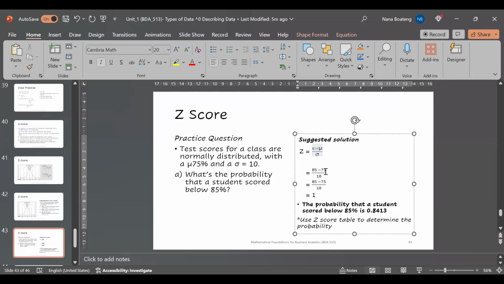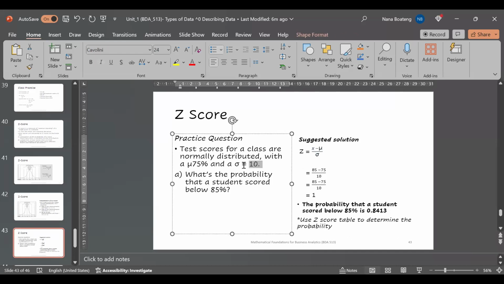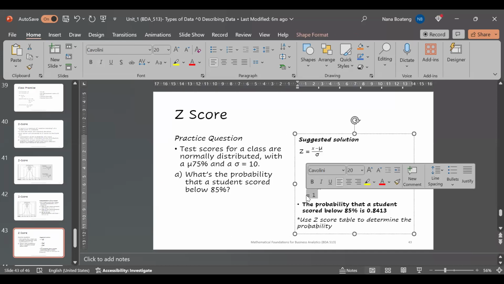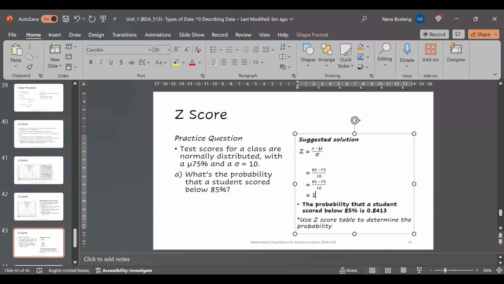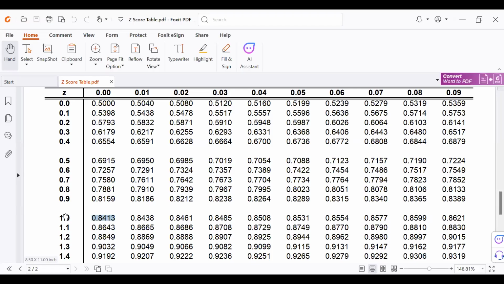So this one gives you 10. And then you divide by the standard deviation, which has been given to us already, and it is 10. So 10 over 10 gives you a z-score of 1. This does not give us the probability. It gives us the z-score of 1. Therefore we go into our z-score table and find where 1 is.